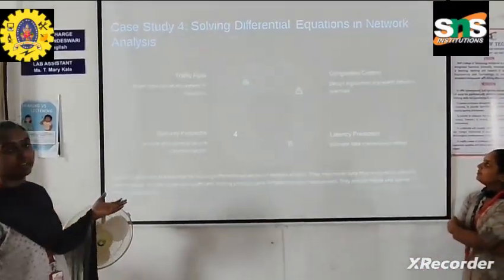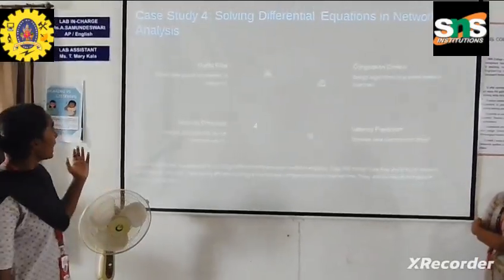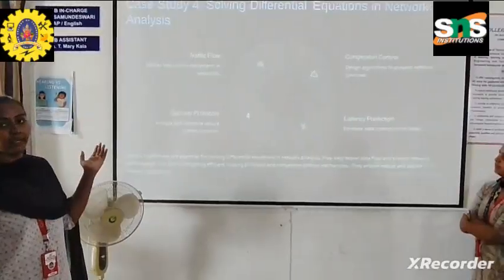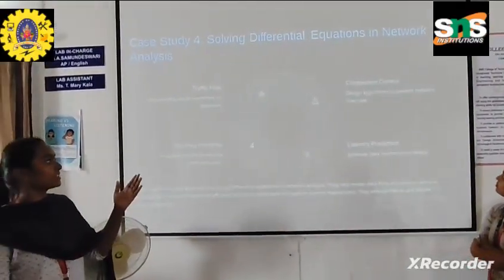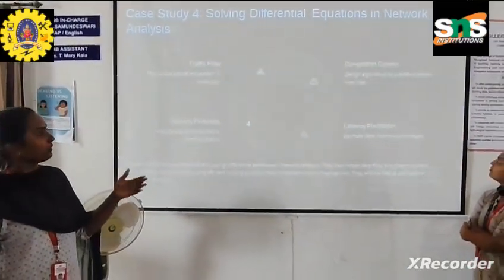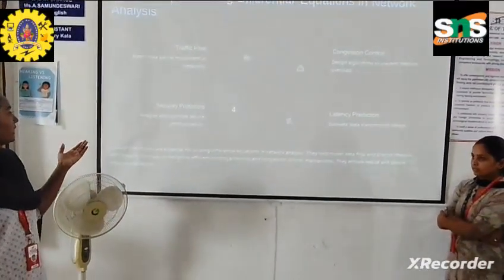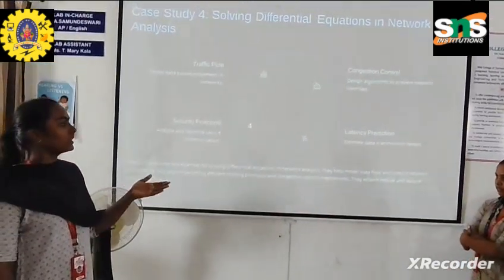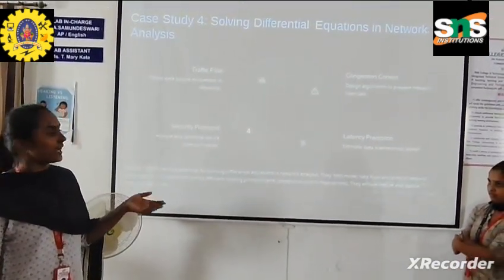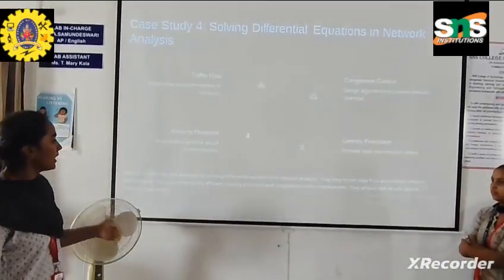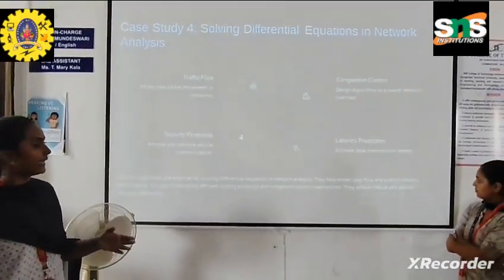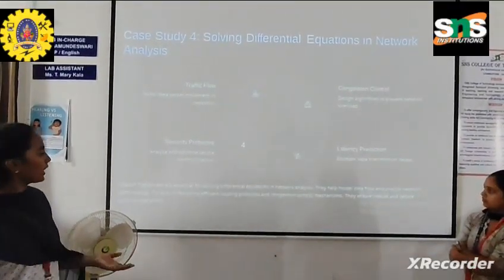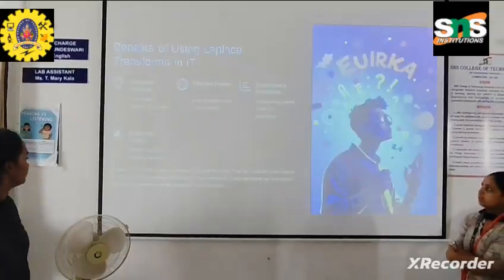Next, in this case, solving differential equations in network analysis, there are four. First one is traffic flow: model data and calculate movement in the network. Second one is congestion control: it designs algorithms to prevent network overload. Third one is security protocols: it analyzes and optimizes secure communication. And the fourth one is latency prediction: it estimates data transmission delay. It helps to model data flow and predict network performance. This aids in designing efficient routing protocols and congestion control mechanisms.